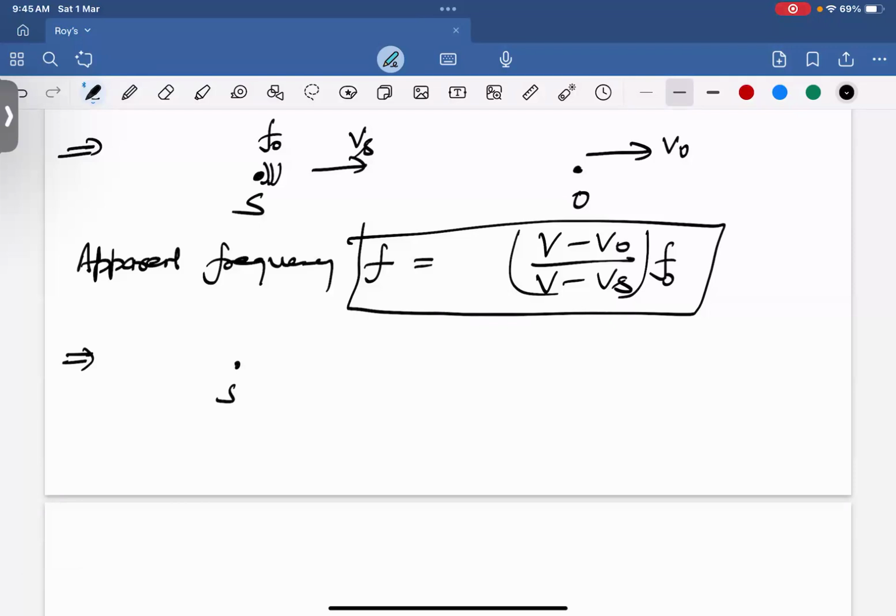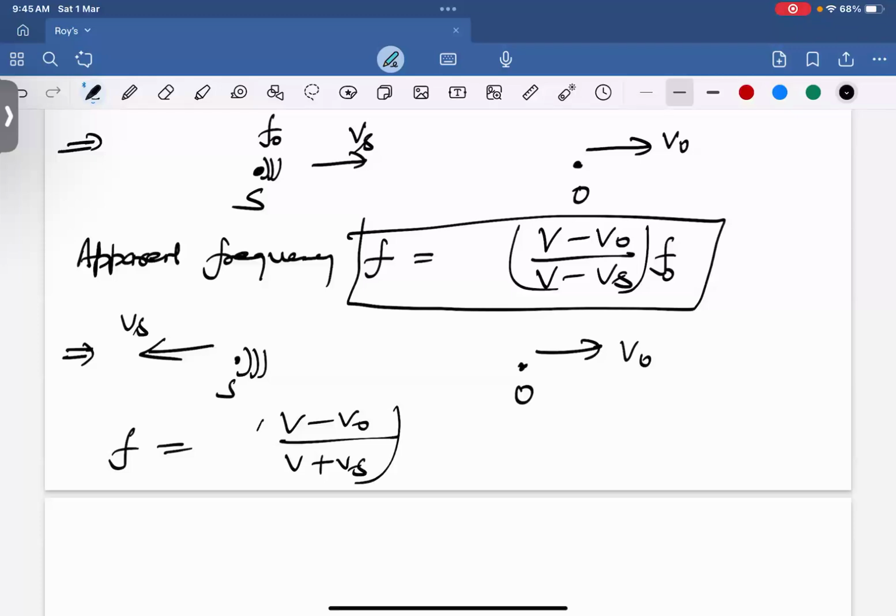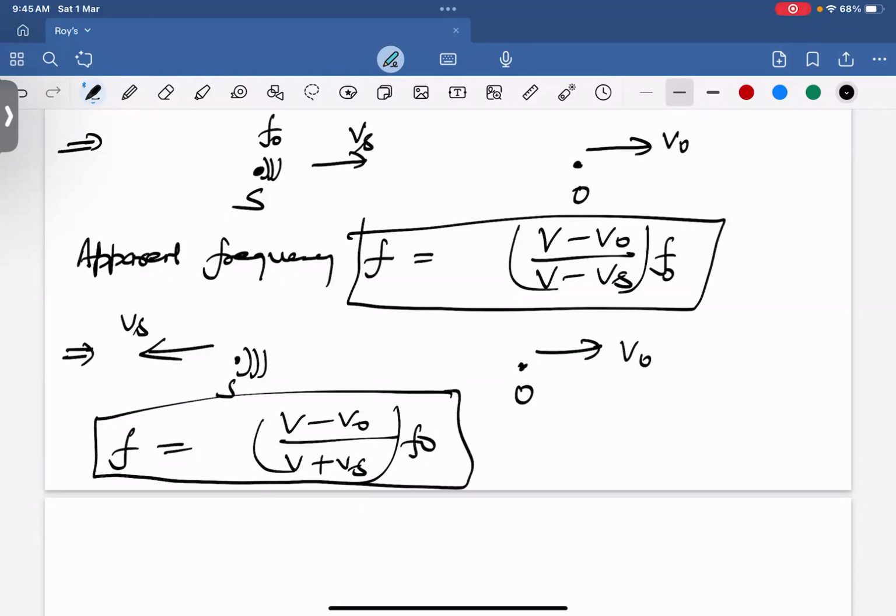And if the source is going away with the velocity vs and the observer is also going away, in that case you have to find the frequency. The observer is going away, so v minus v naught in the numerator, and the source is going away, so v plus vs in the denominator, into f naught. Please write these two cases also.